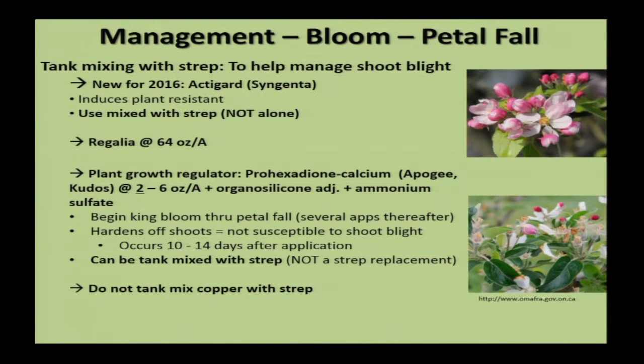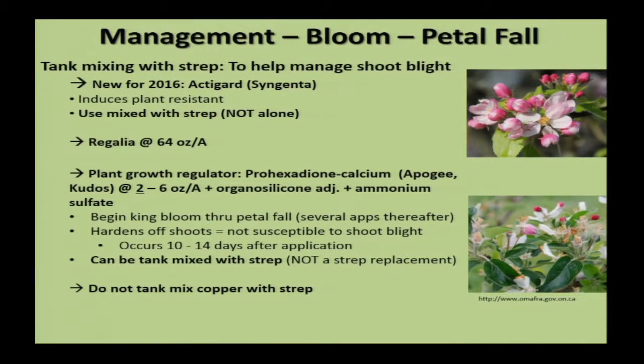The prohexadione calcium, Apogee or Kudos, is another product you can tank mix with streptomycin at bloom time. At 2 ounces to the acre, it seems that this thickens the cells of the shoots. However, it doesn't have a negative effect on growth as we would think the plant growth regulator Apogee would have. It allows some growth, but it makes the shoots less desirable for the bacteria to penetrate, which is a good thing.